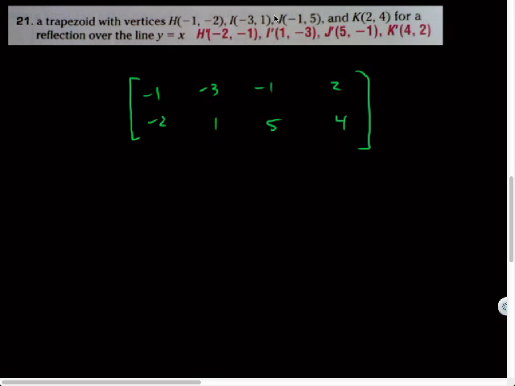Now it says we're trying to do a reflection over the line Y equals X. So I multiply on the left. We always multiply on the left by one of our matrices. So it would be negative 1, 0, 0, 1.